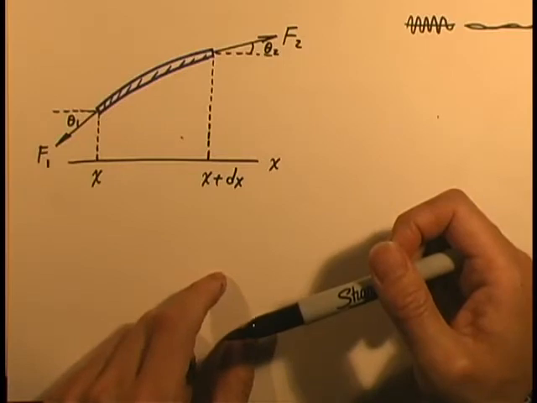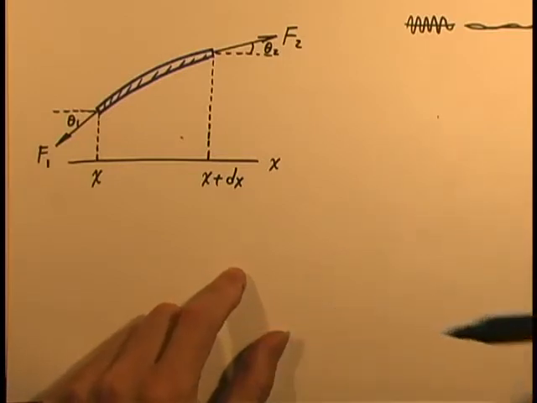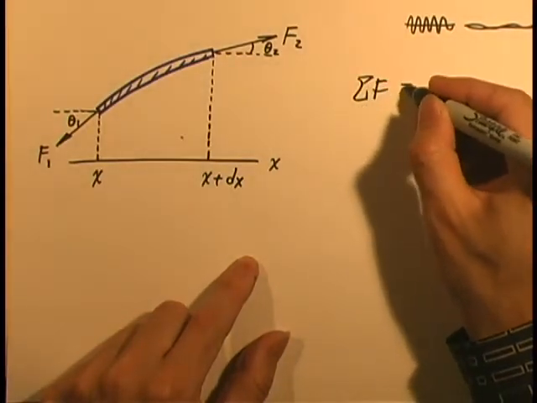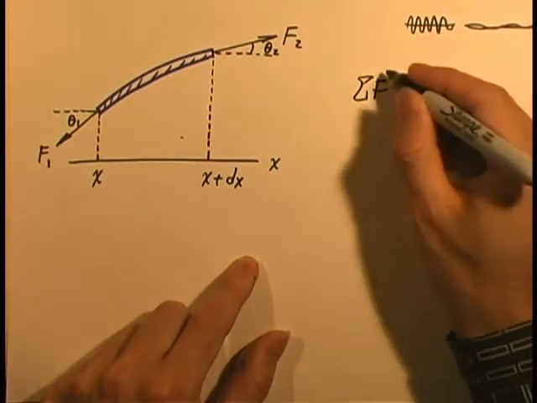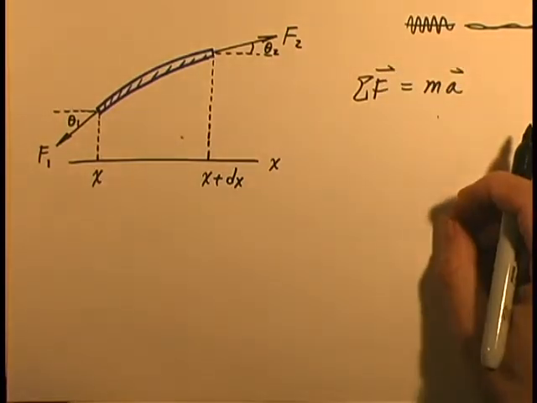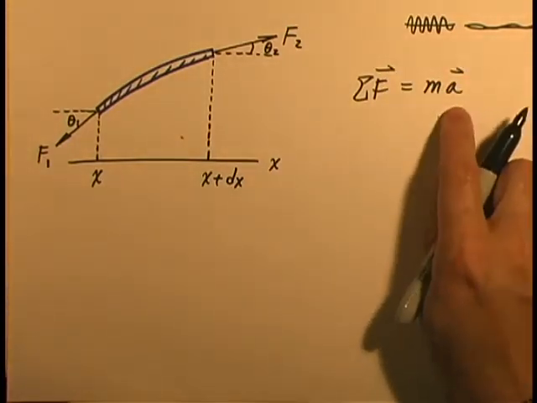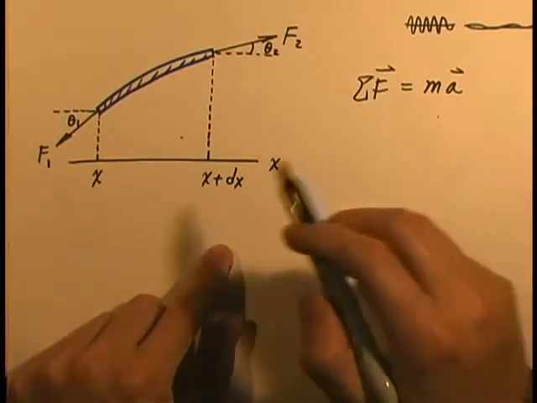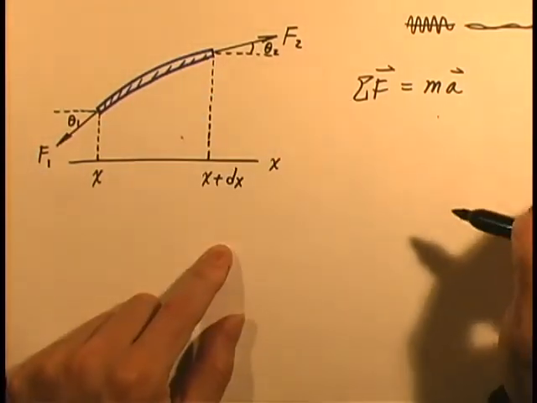Okay, what is the mass? Because we want to apply Newton's second law too, right? F equals ma, so you have sigma F equals mass times acceleration. That's Newton's second law. We have to find F, we have to find m, we have to find a. Okay, let's look at m first because I think it's the easiest thing to do. The length from here to there is pretty much dx.